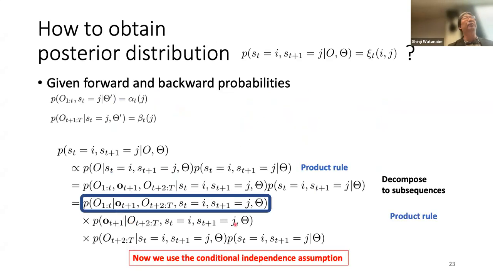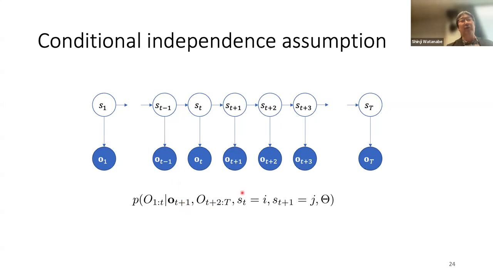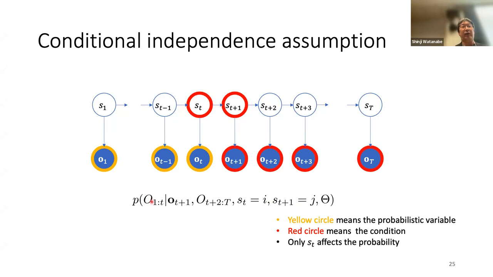Then let's pick up this first factor. Again, we have a lot of conditions, so it sounds very complicated, right? But let's write each of the variables in this figure. For example, O1 to T is an observation, and I use the yellow circle in this figure. And for conditions, I use a red circle. ST equals i, ST plus 1 equals j, and OT plus 1, OT plus 2 to T are set as conditions. Then let's think about whether these conditions change the result of the yellow one, whether it depends on them or not.